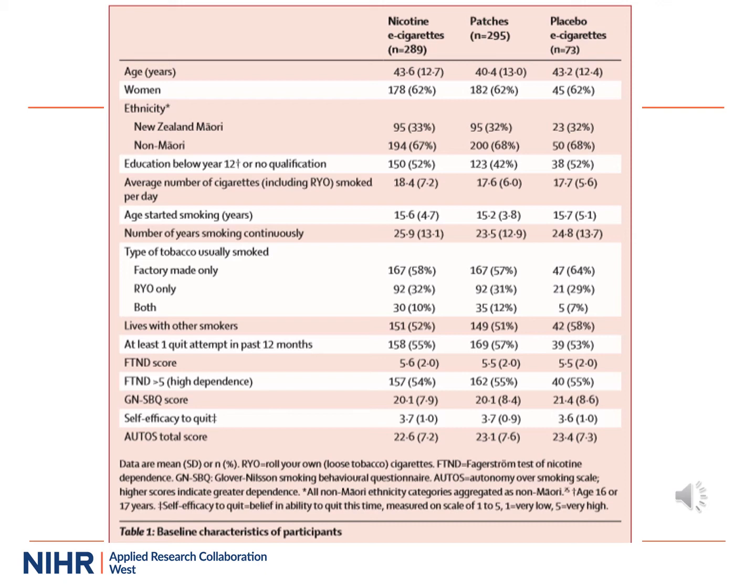The idea is that we can look at this sort of table to see how similar or dissimilar the groups were. Ideally, in a randomised controlled trial, they'll be similar at baseline, so that only the intervention explains a difference in outcome.